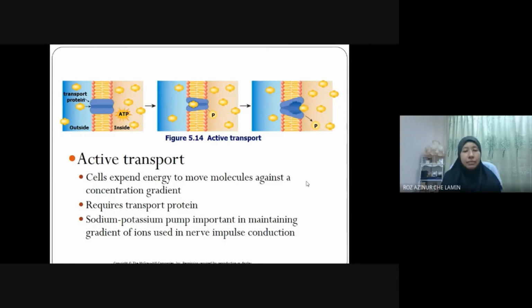Okay, for active transport, the cell expends energy to move molecules against a concentration gradient. It requires a transport protein, and most of the time it involves the sodium-potassium pump, which is important in maintaining the gradient of ions used in nerve impulse conduction.